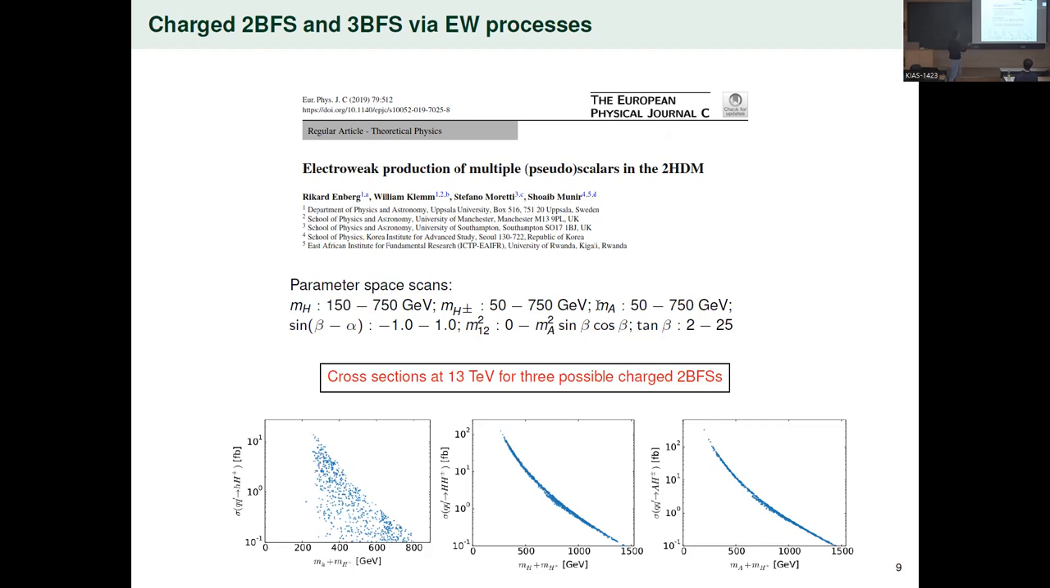Also, let's first talk about the 2BFS and 3BFS charged final states. These are the cross sections given in this paper. This is the cross section for the charged two-body final state. They have plotted the cross sections against the cumulative mass of the Higgses. So we can see the cross section is good enough.